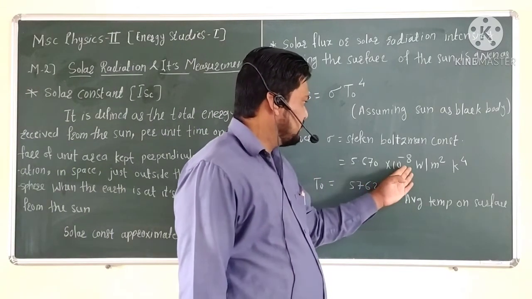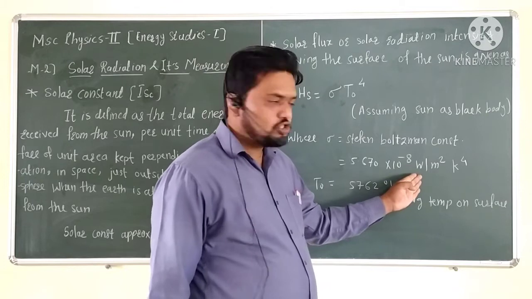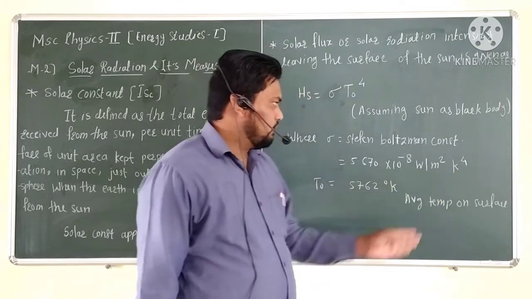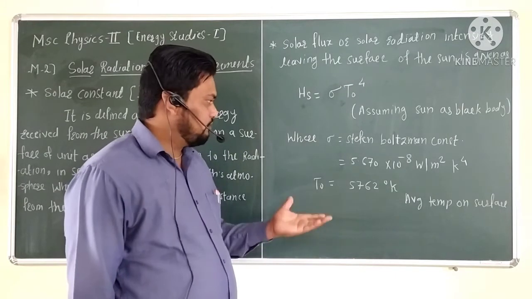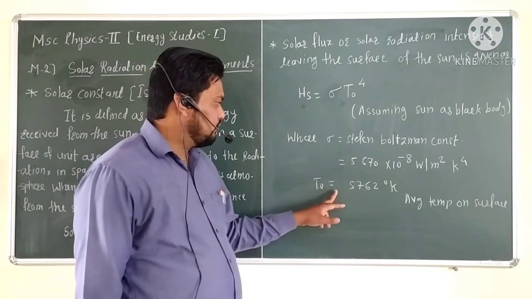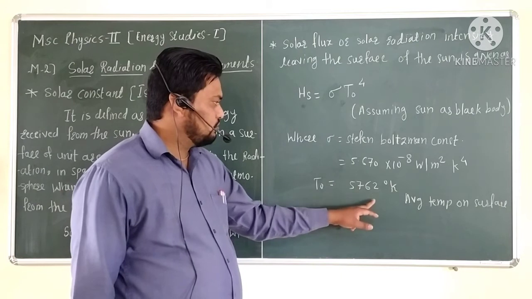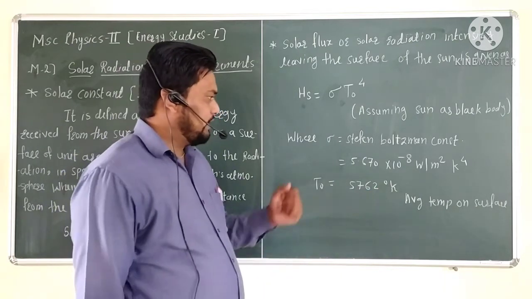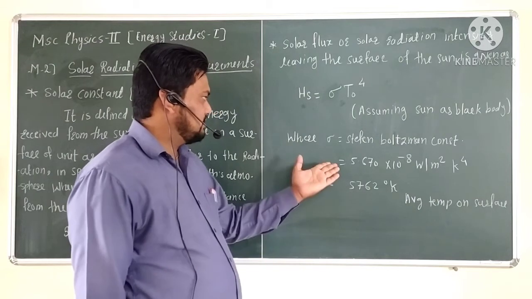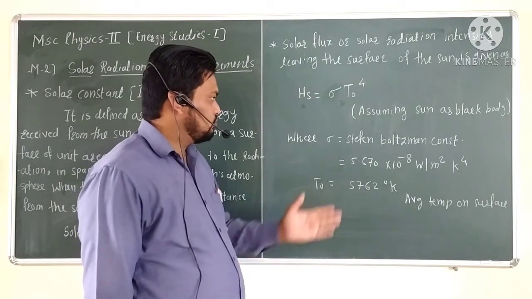5.670 into 10 to the power minus 8 watt per meter square Kelvin to the power 4. The average temperature on the surface is considered as T naught equal to 5762 degree Kelvin. So that is the average temperature of the sun, and this is the Stefan-Boltzmann constant.